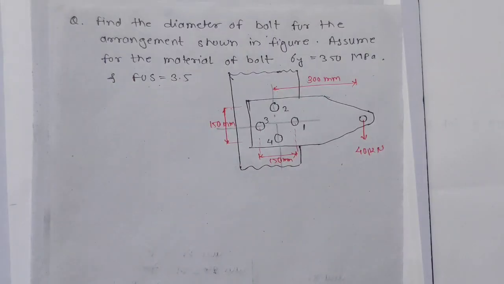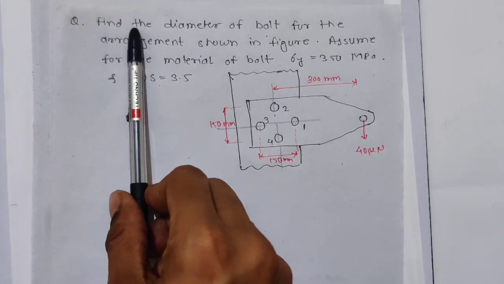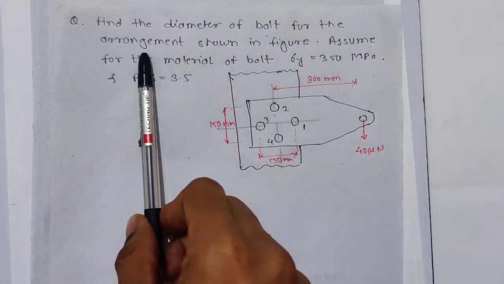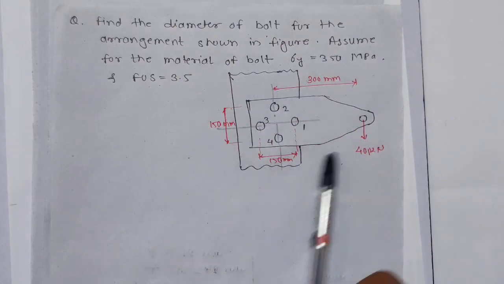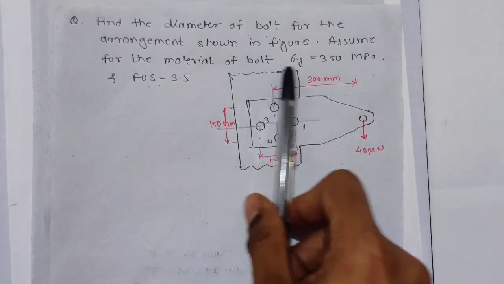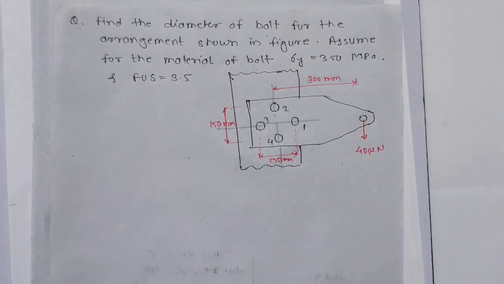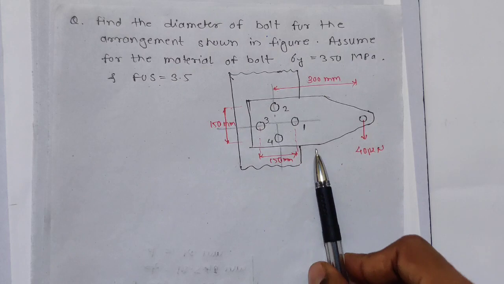So this is the second question on case 1, which reads: find the diameter of bolt for the arrangement shown in figure. So this is the arrangement. Okay, assume for the material of bolt sigma yield 350 megapascal and factor of safety 3.5. So this is the arrangement.